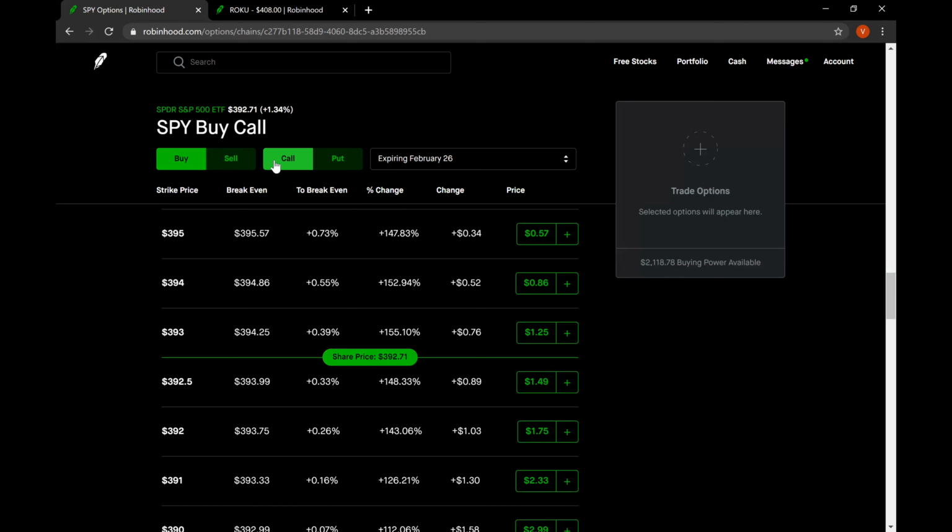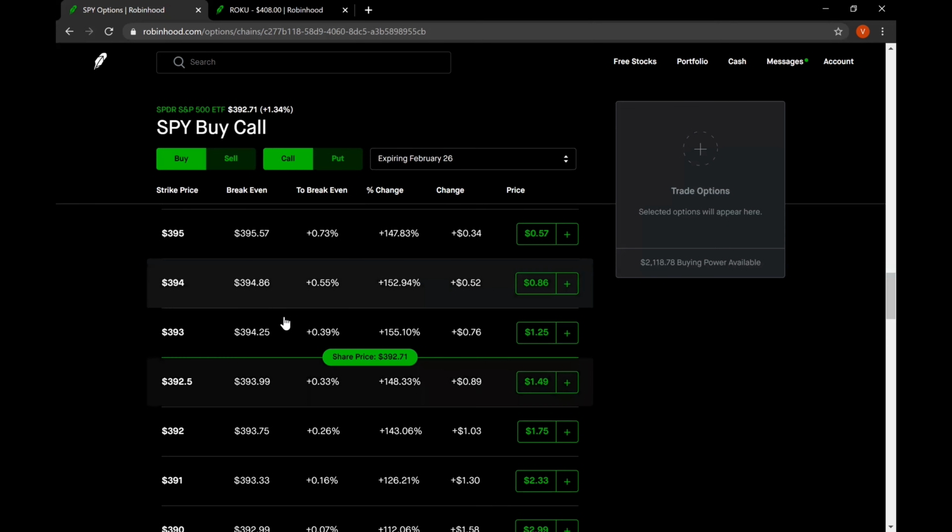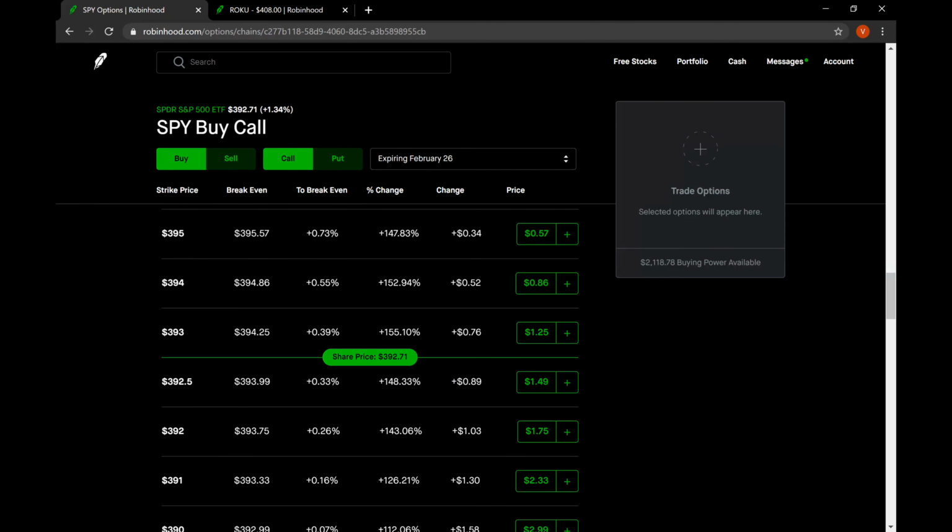And to understand what a call option and a put option is, a regular option contract is a contract between a buyer and seller that gives the buyer the right to buy 100 shares of an underlying stock at a given strike price on a given expiration date. So, we talked about the buy and sell, the call and put, and the expiration date, and then on the actual panel, we have strike price, break-even price, percent change to break-even, and then price.